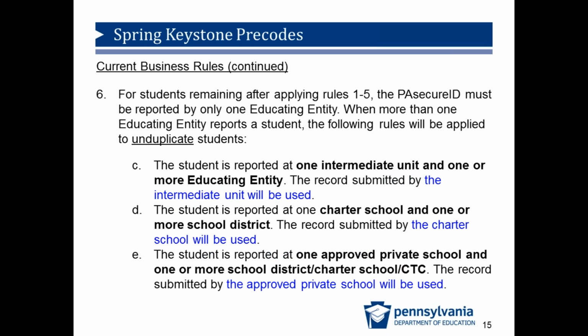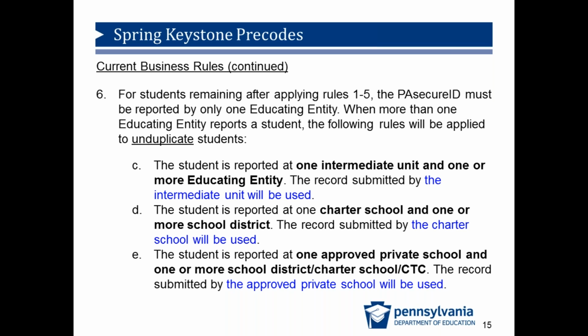Continuing with Business Rule 6 for unduplicating student records. 6C states that if a student is reported by an IU and one or more educating entity, then the records submitted by the IU will be used for Precode labels and setting up online test sessions. To ensure that the IU receives the labels, the sending educating entity must use code Z in field 215, and the IU will submit a valid value in field 215.